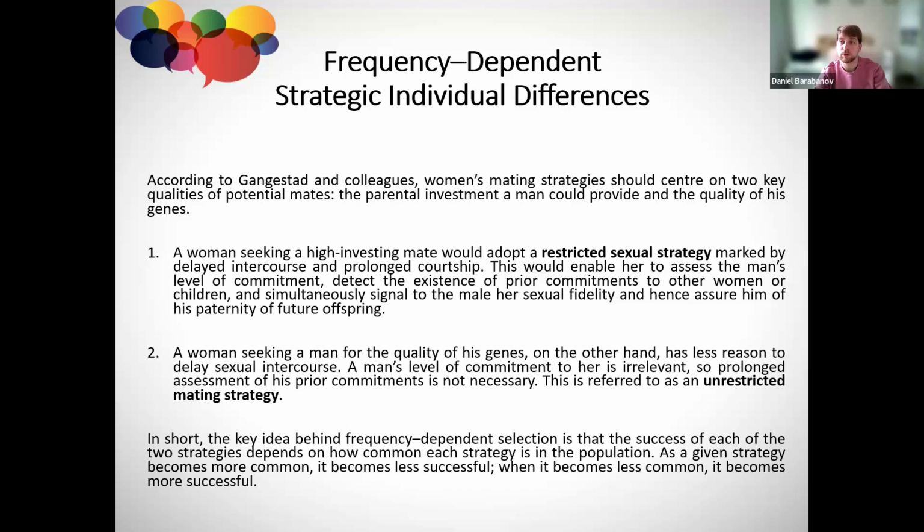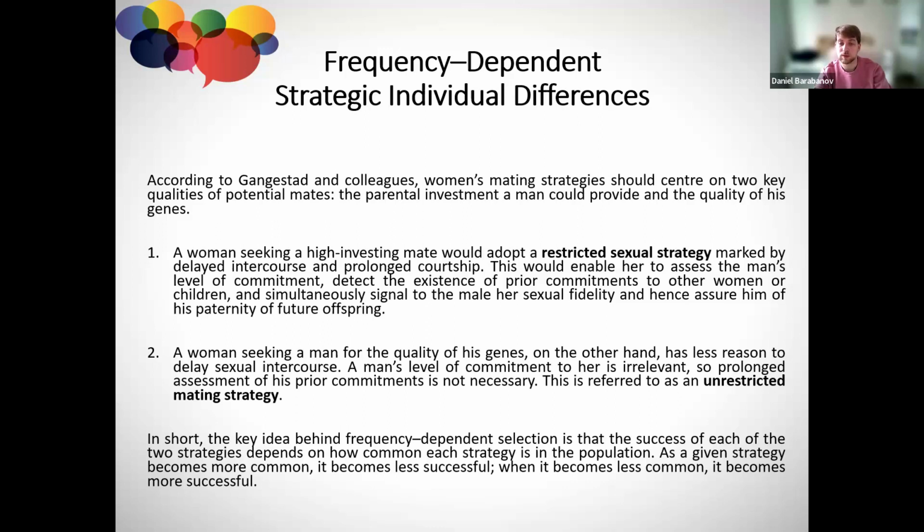The alternative strategy, the unrestricted mating strategy, is based on the situation when a woman wants to find a man who has desirable genes. She's not interested in getting much help in raising children. She just wants to get good genes from a father.